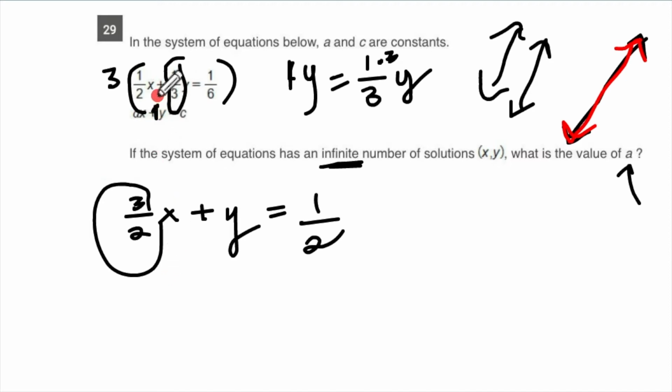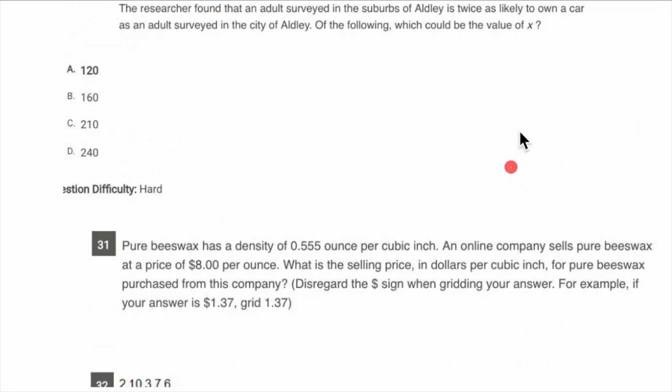So they kind of left this one thing known so that we could figure out what you did to this equation to get that equation, because the equations have to be multiples of each other. So if the equations are multiples of each other the whole way through, then they're the same line. All right, think about that for a little bit. All right, let's go on to the next one.